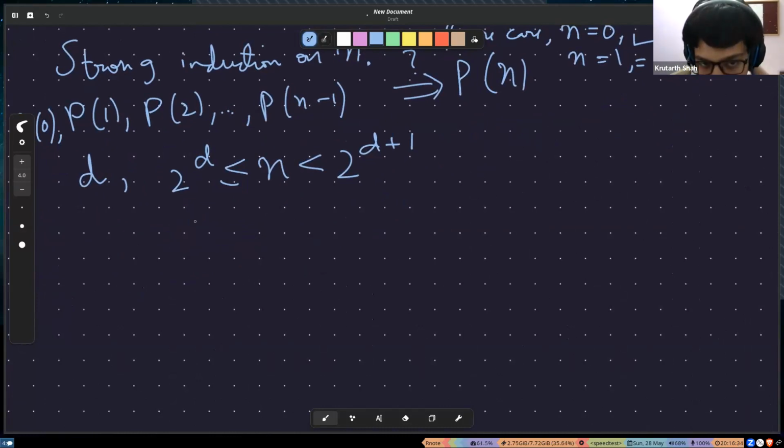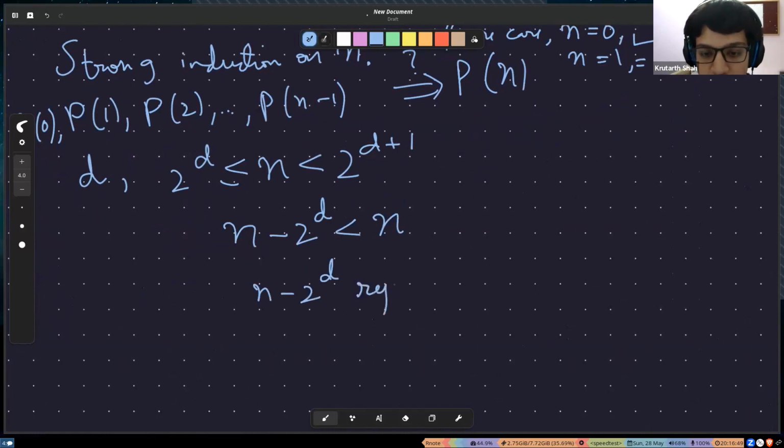So the point of this is, since you're removing the largest power of 2, we can consider the number n minus 2 to the power of d. Now this one is obviously less than n. So it'll have a representation with sums of powers of 2.